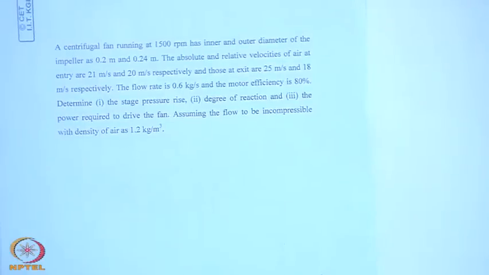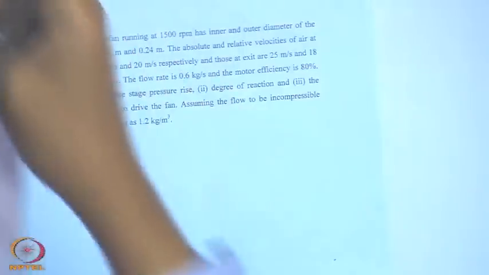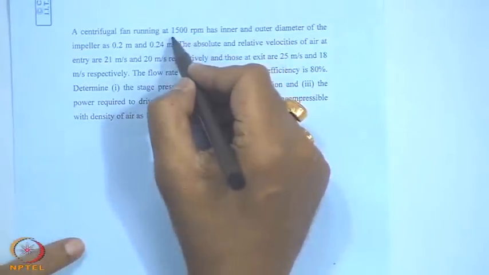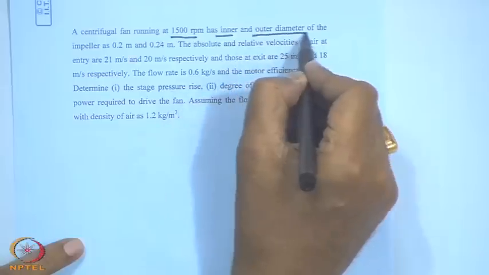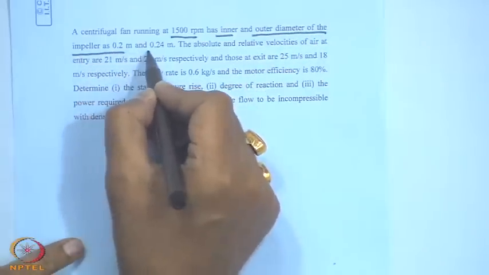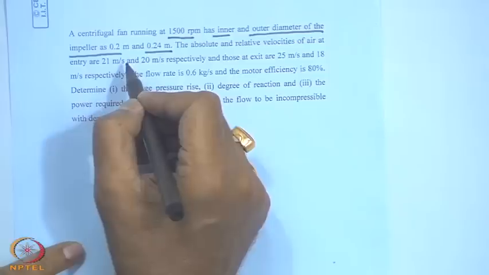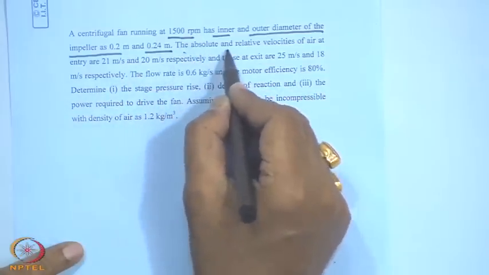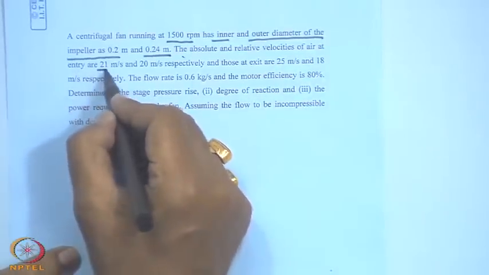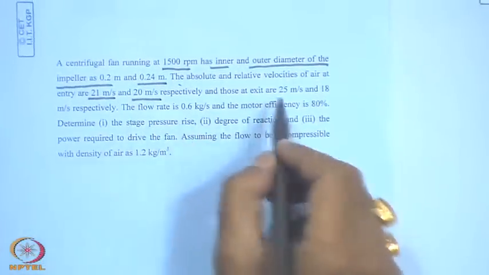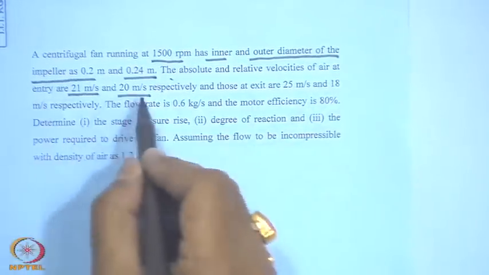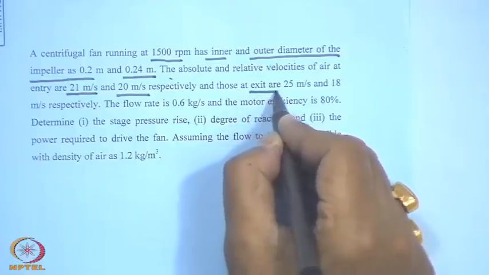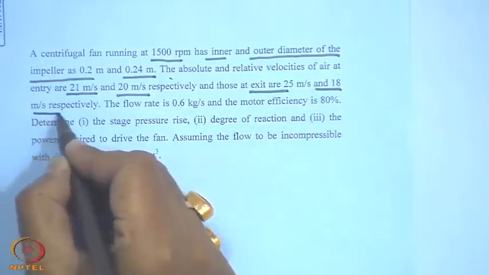Now with this, I will go on solving a problem. Let us see this problem. A centrifugal fan running at 1500 rpm has inner and outer diameter of the impeller as 0.2 meter and 0.24 meter. That is the inner diameter of the impeller, outer diameter of the impeller. The absolute and relative velocities of air at entry are given respectively, and those at exit are also given.